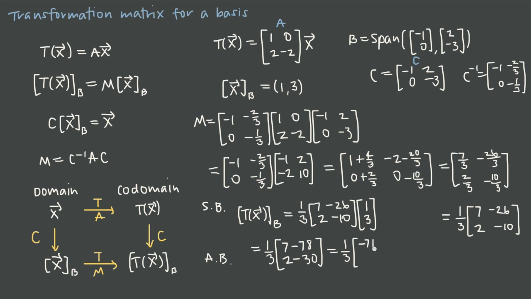So we get 1/3 times -71, and then -28, and if we distribute the 3, then we can say -71 over 3 and -28 over 3, and that is our transformed vector. So given this vector 1, 3 in the alternate basis, under the transformation T, it becomes the vector -71/3, -28/3 in the alternate basis in the codomain.